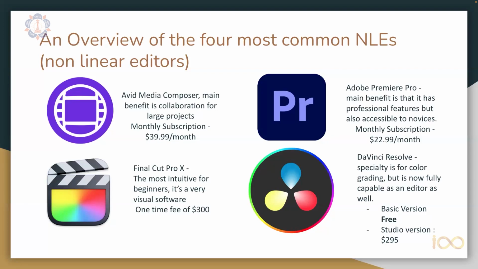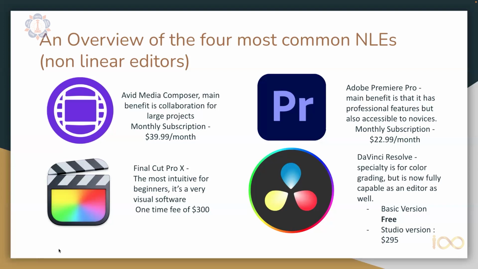Now Premiere, the main benefit is it has professional features, it's used in the industry, but it's also accessible to novices, people that want to do YouTube content, and people that want to do their own projects. Premiere is also a very good software that many people use in the industry and also for personal use. Now, the third software that's also common is Final Cut Pro X.